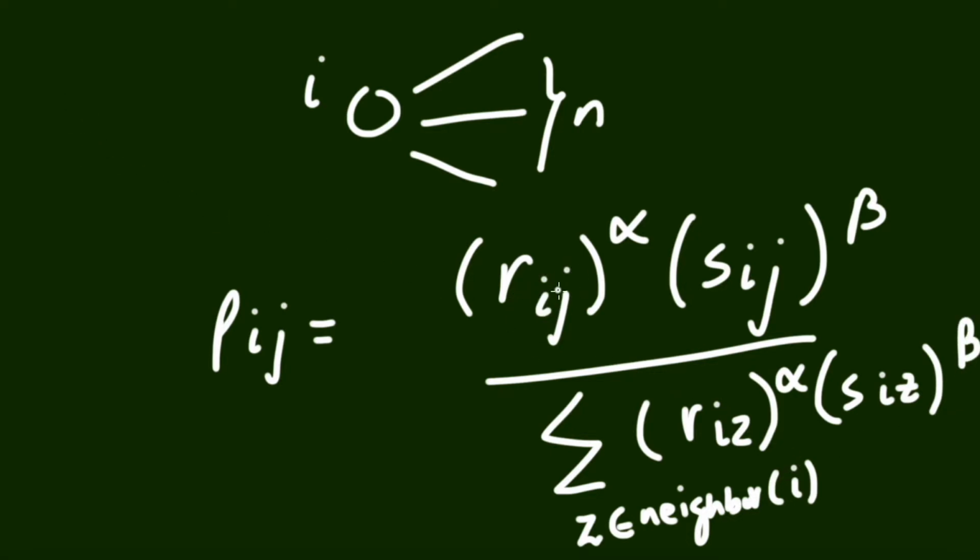Here R is the pheromone concentration on edge ij, and S is the static probability weight of choosing edge ij. The static probability is a greedy choice which encourages traversing shorter edges. So we can imagine this to be a quantity given by K over L_ij, where K is a constant and L_ij is the length of edge ij. And alpha and beta are parameters by which we can vary the influence of pheromone concentration and static weights.